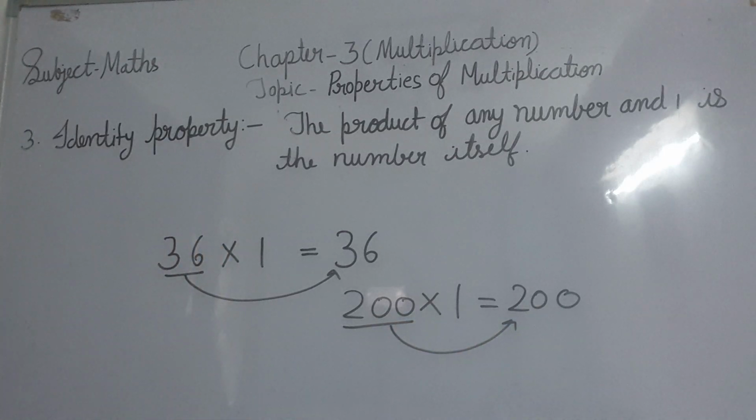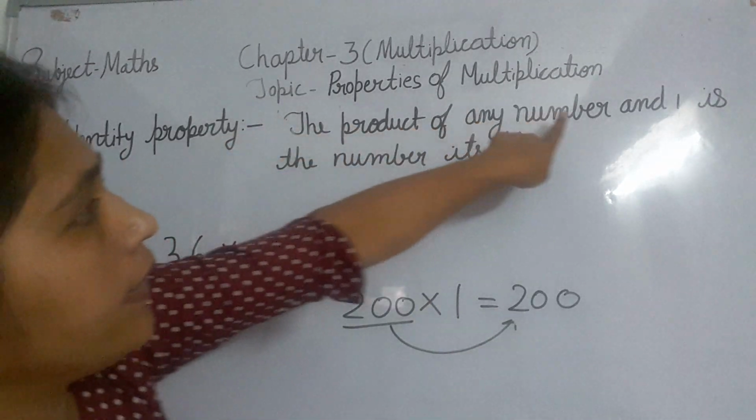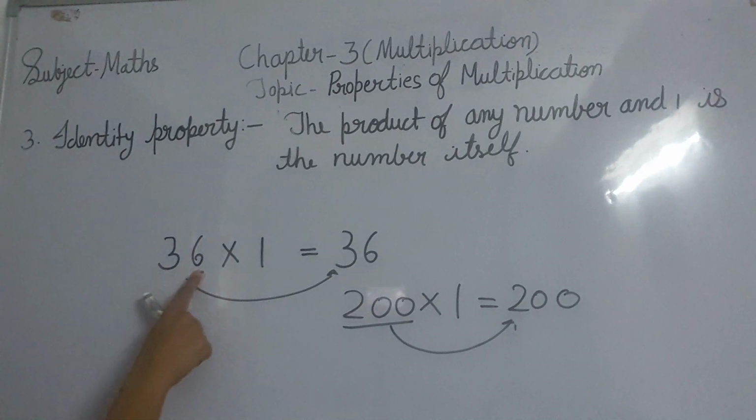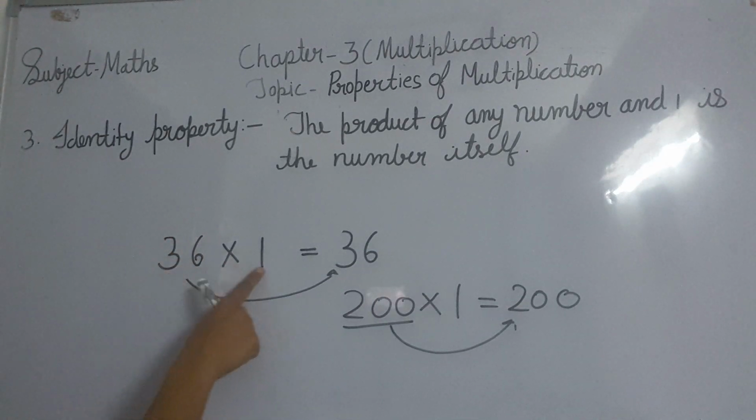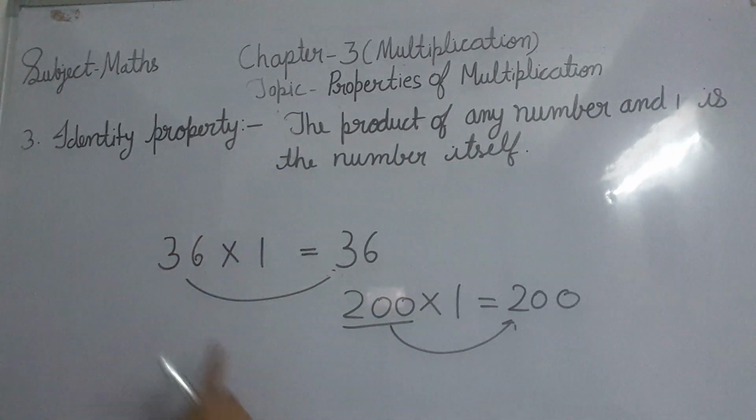So this is called the identity property. Identity property means the product of any number and 1. Any number means you can take any number. The product of any number and 1 is the number itself. This is called the identity property of multiplication.